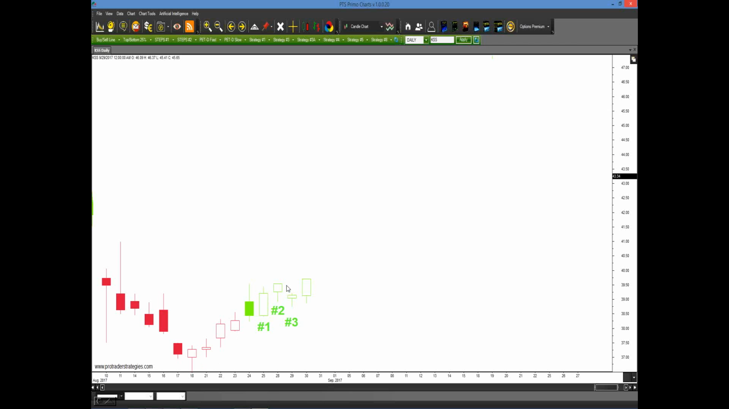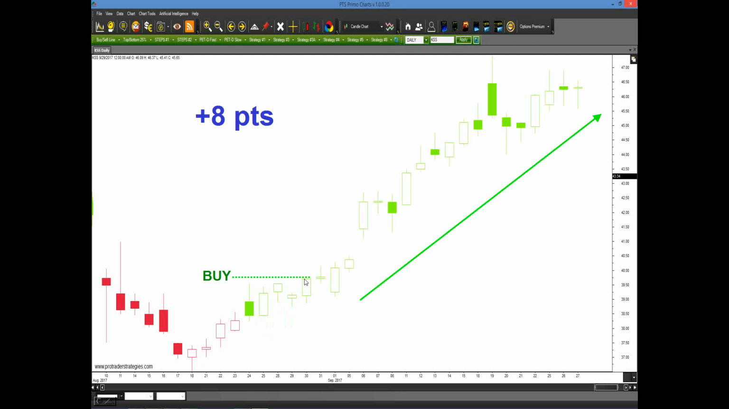Okay. So now we're going to be buyers. We buy right here once we traded 1 tick above, and 8 points in the next month coming into October. And once again, a couple of more chances to get long in KSS.